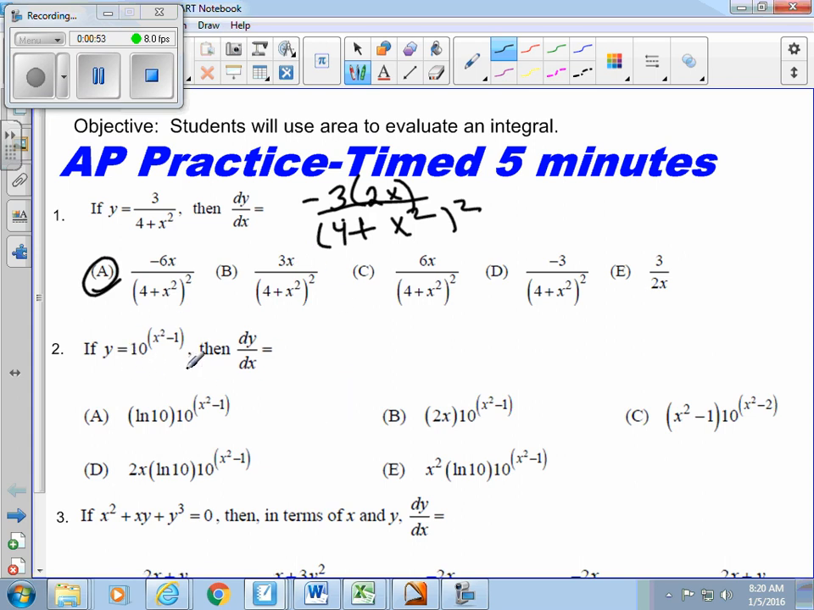What's the rule for a number to a power? Natural log of that number, so natural log of 10, times 10 to the x squared minus 1, right? Times the chain rule, 2x. And what does that give us? D.